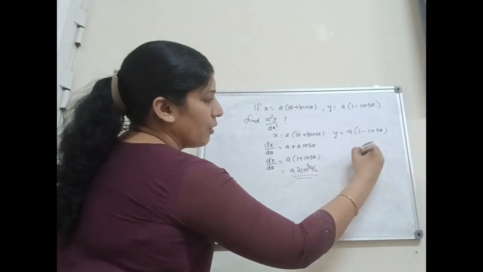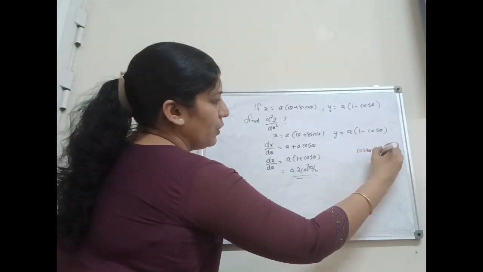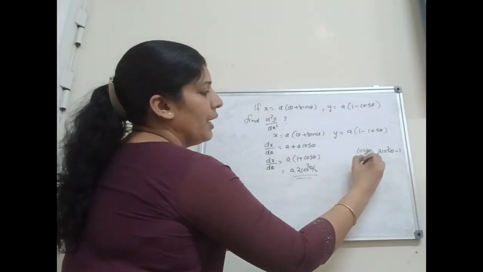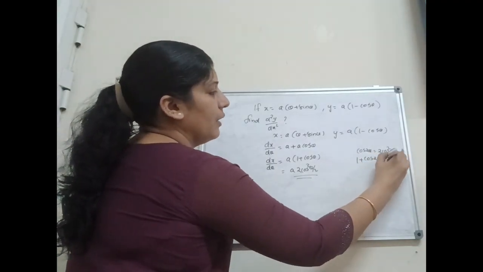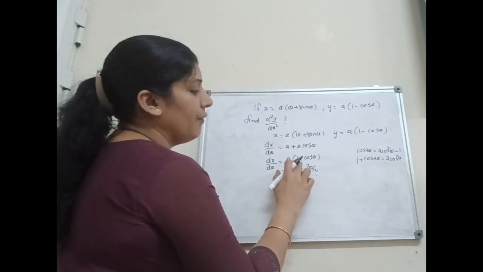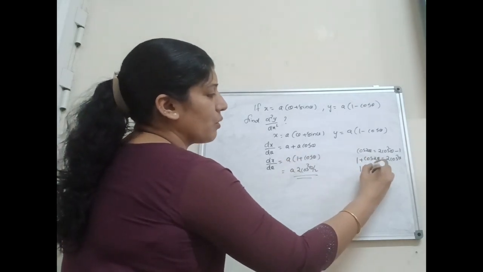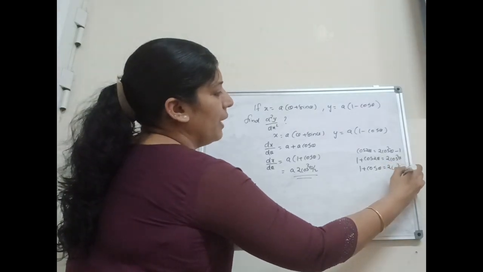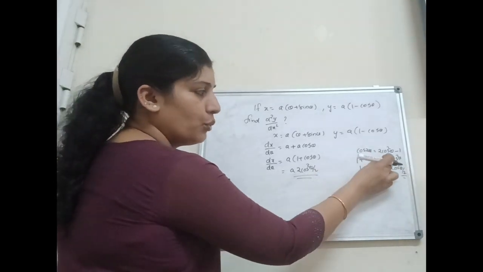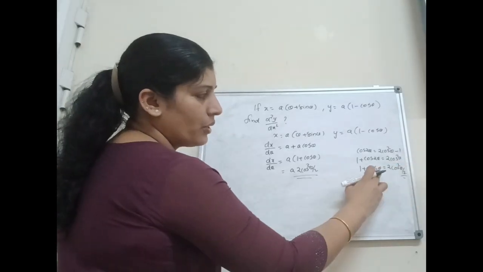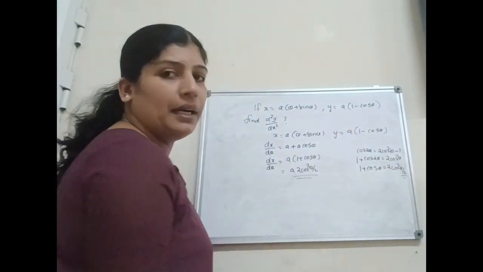Here we know that cos 2 theta is equal to what? 2 cos square theta minus 1. Therefore, 1 plus cos 2 theta is equal to what? 2 cos square theta. Therefore, here we can consider 1 plus cos theta. That is 1 plus cos theta is equal to what? 2 cos square theta by 2. Here 1 plus cos 2 theta in terms of 2 cos square theta. That is 1 plus cos theta can be written as 2 cos square theta by 2.